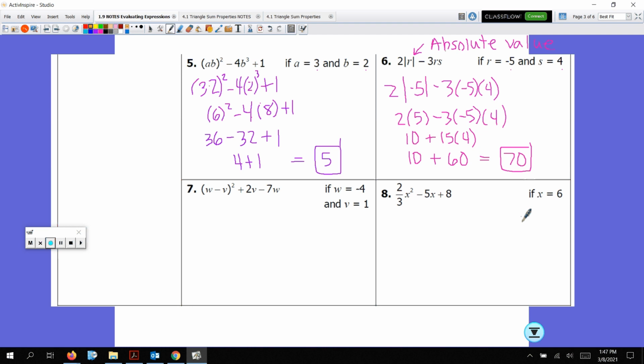So what I want you to do is pause the video at this time, substitute in the values for 7 and 8, and see if you can use order of operations to come to a solution, or a single value for the expression.